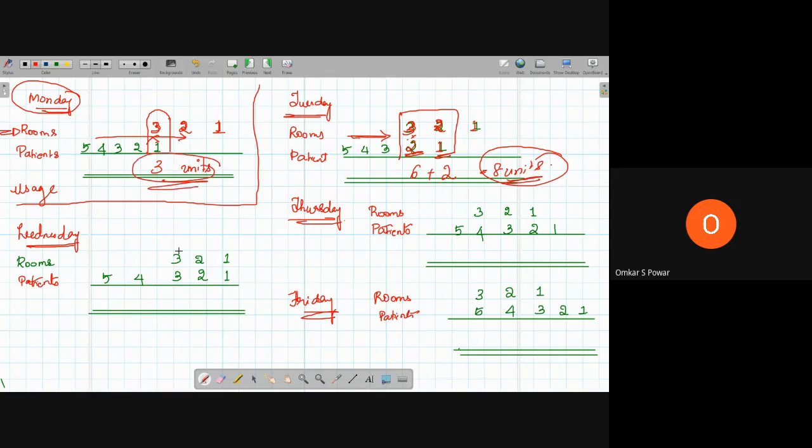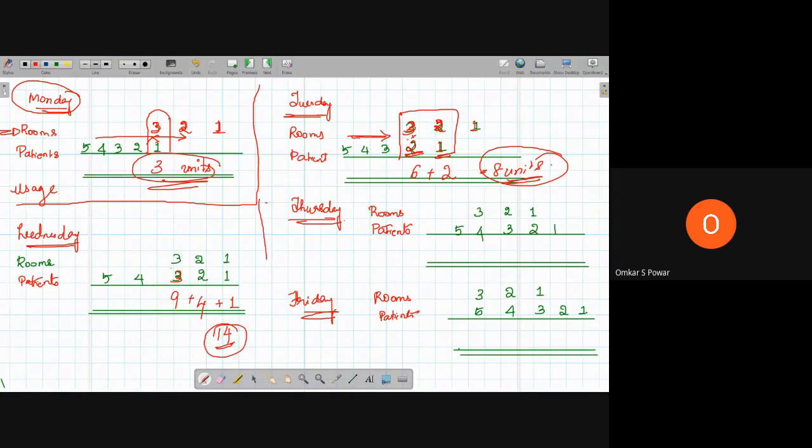On Wednesday, I will again shift, because 1 patient from Monday, 2 patients from Tuesday, and 3 patients from Wednesday, so they have to take 3 units, 2 units and 1 unit. In order to make the calculation easy, I'm following this procedure. So 1 into 1, 1; 2 into 2, 4; 3 into 3, 9. So 9 plus 1 plus 4 is 14.